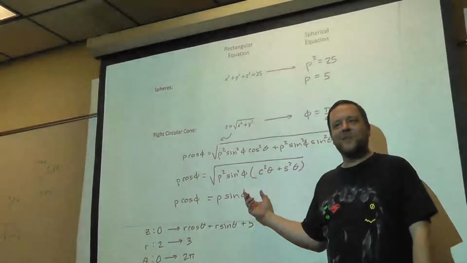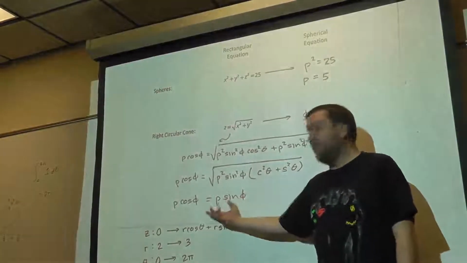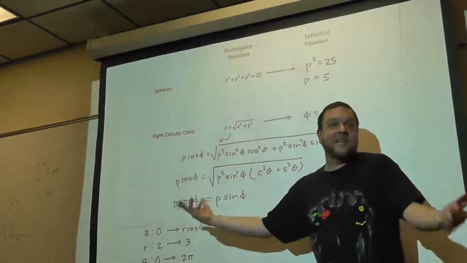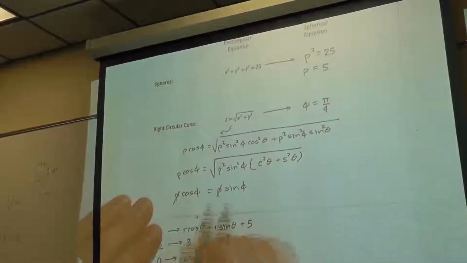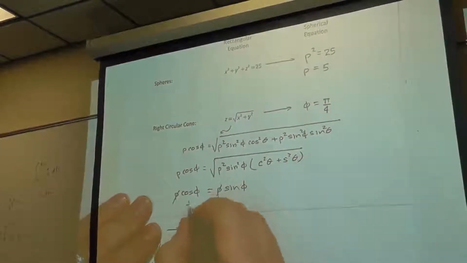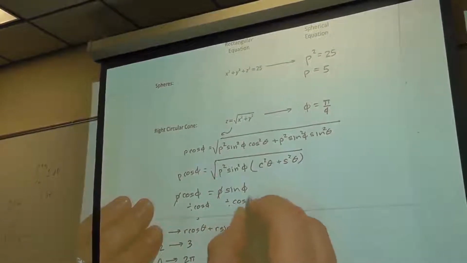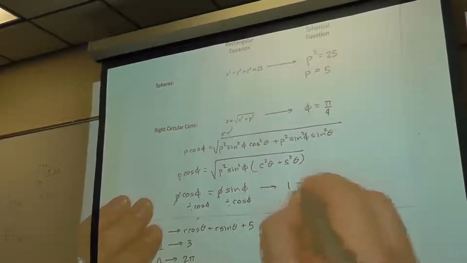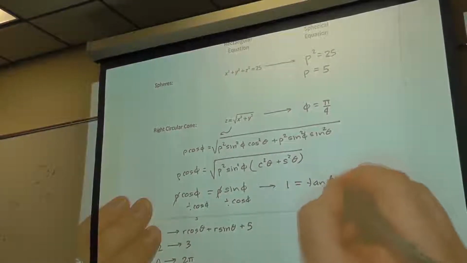And then you want to come up with some kind of relationship that this fixes. Well, a handy thing, you can divide both sides by rho, and divide both sides by cosine phi. So you get a single equation that says 1 equals tangent phi. Now, remember, what are the limitations on the angle phi?